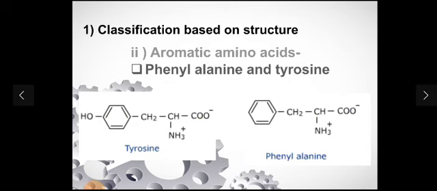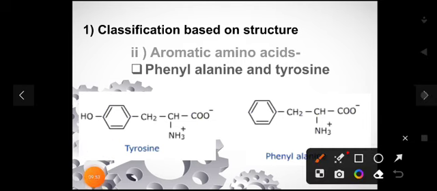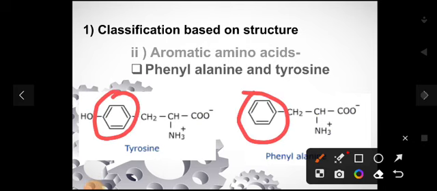We have another group, the aromatic amino acids. When you hear aromatic compound, you're saying that they are compounds that have a benzene group. So you can always see the benzene group here. The amino acids in this class are tyrosine and phenylalanine. One has a hydroxyphenyl group while the other one has a phenyl group attached to them.